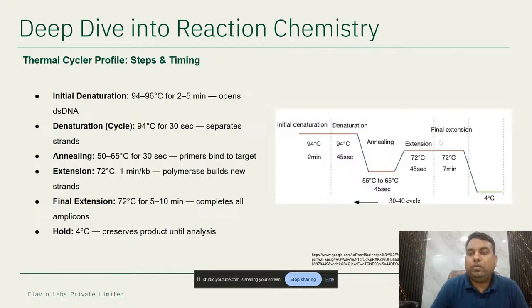Again, it will go to the denaturation stage. After the denaturation stage, it will again break into single stranded DNA, and then again the primer will come and bind with it, and at extension the polymerase again gets attached and replicates it into multiple copies. This happens for 30 to 40 cycles, and then it will enter the final extension, wherever all the remaining amplicons will get completed, and then we cool it down to 4 degrees centigrade to prevent additional processing.